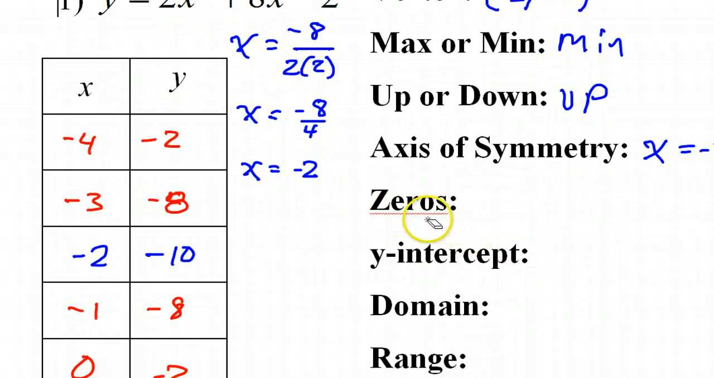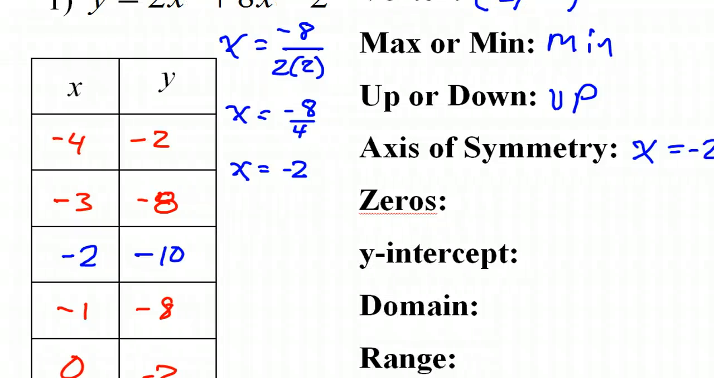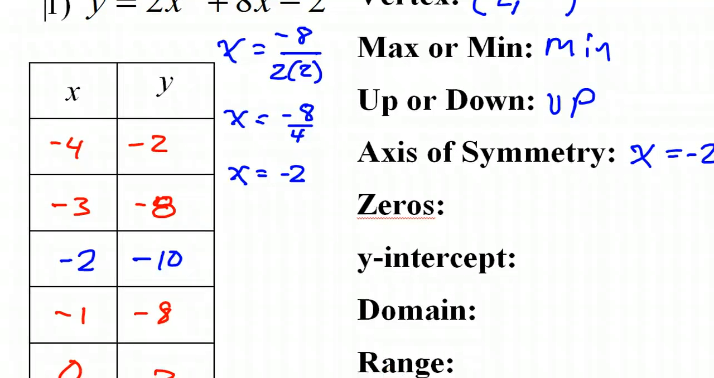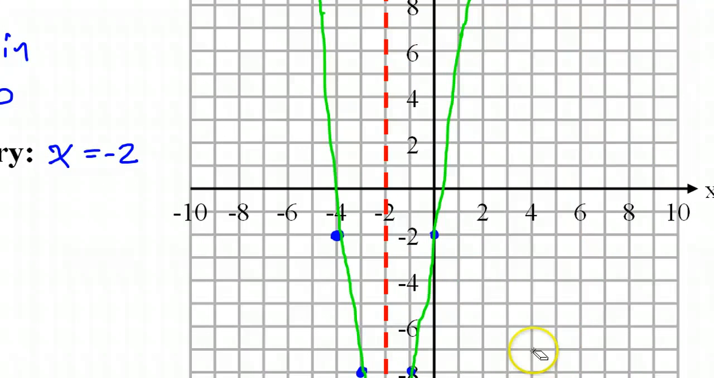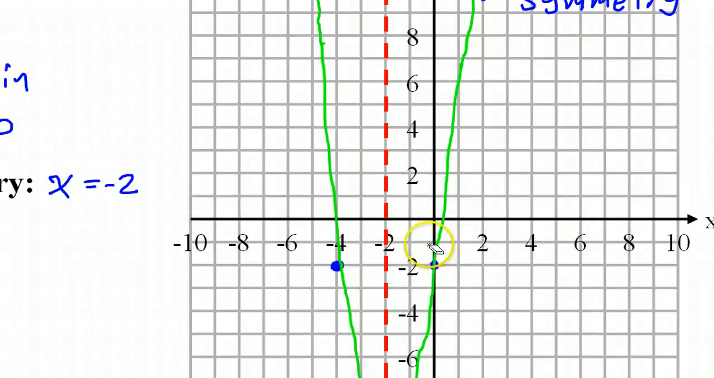Okay, now the zeros, that's another term that means the same thing as x-intercepts. So let's look for those x-intercepts. Our actual values that we were graphing stopped here, but let's actually go back to the calculator and get a couple more so we can get a better idea of where the parabola is going to cross the line.